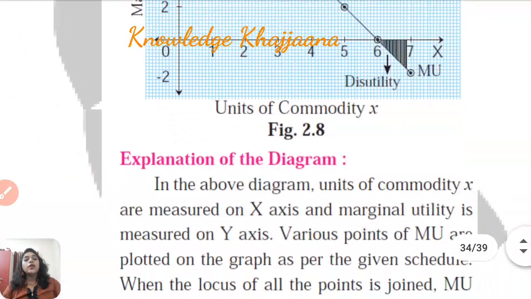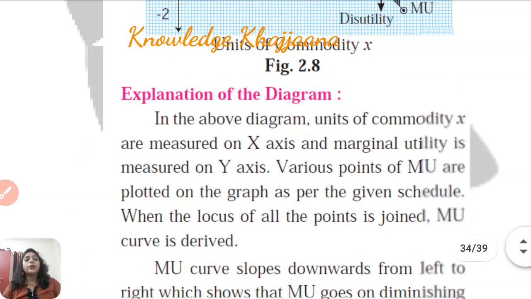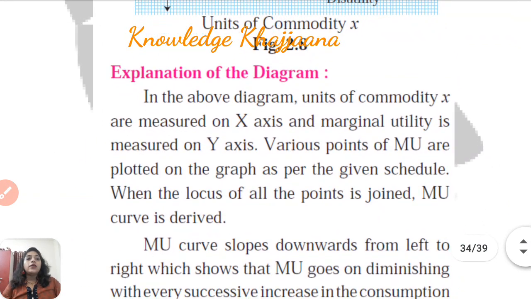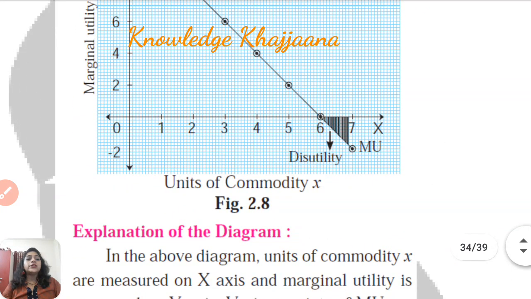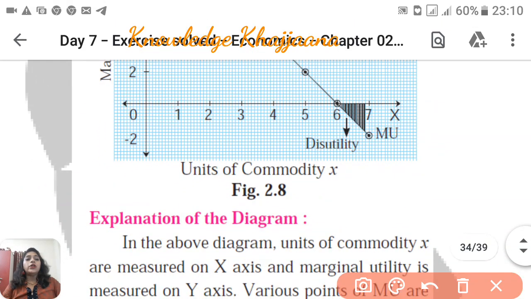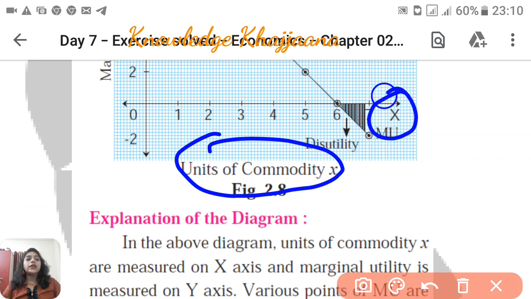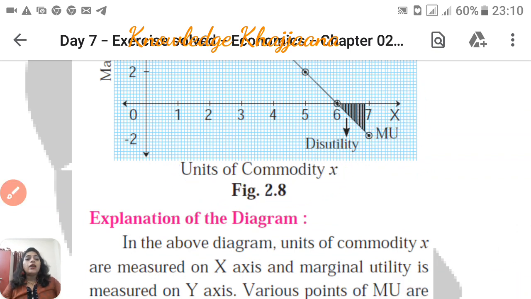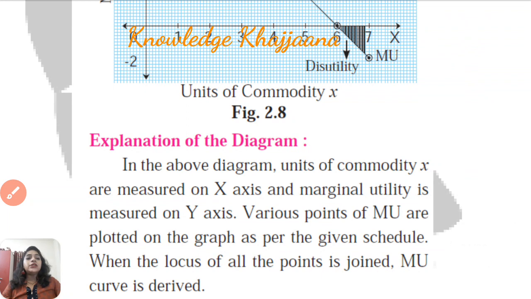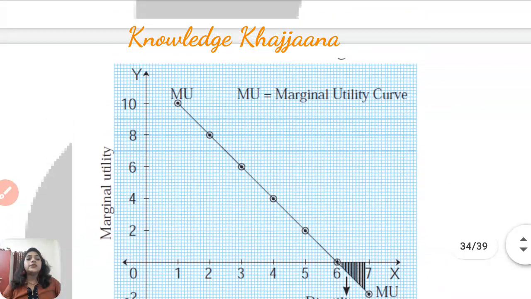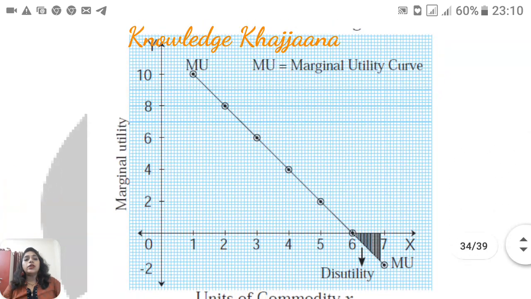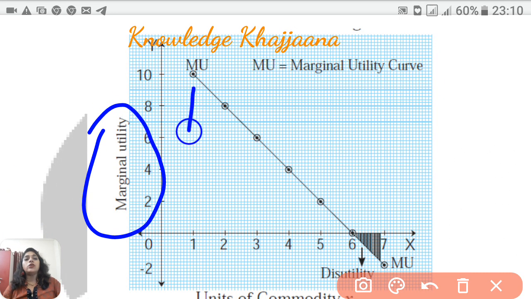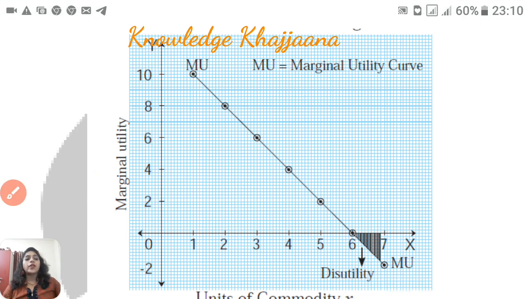Then you have to give the explanation of the diagram. In the above diagram, units of a commodity X are measured on the X-axis. What is measured on the X-axis? Units of the commodity. And marginal utility is measured on the Y-axis. What is measured on the Y-axis? It is marginal utility.